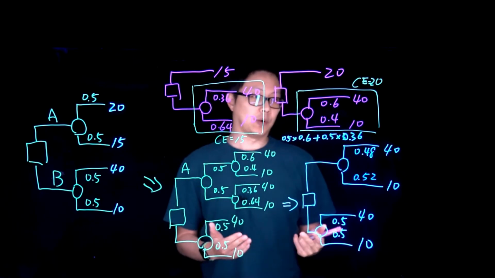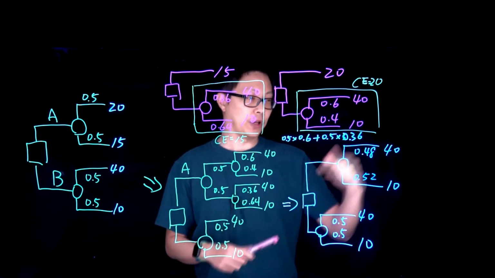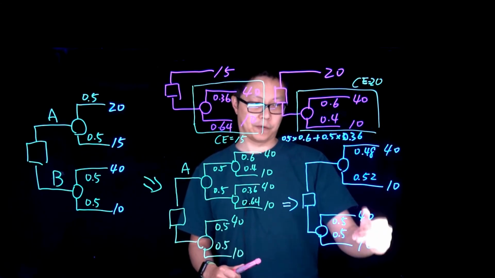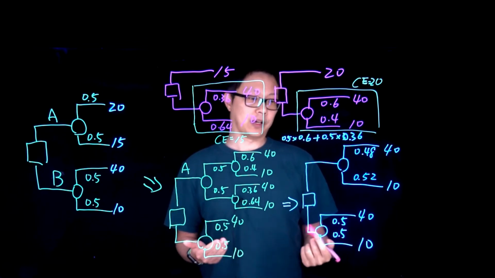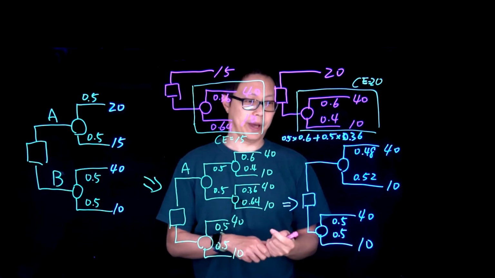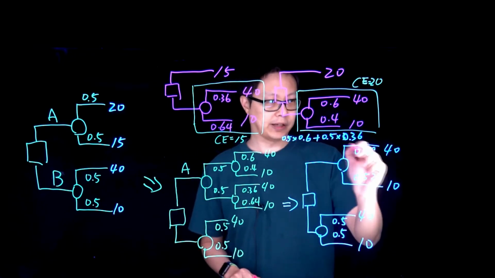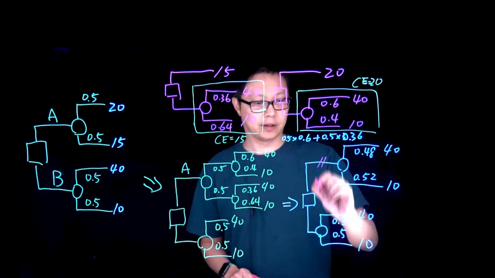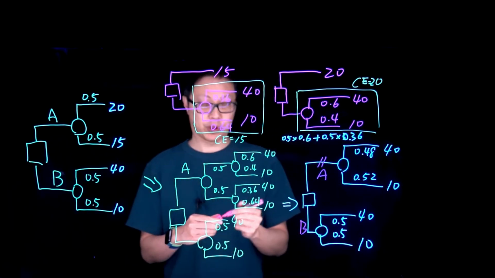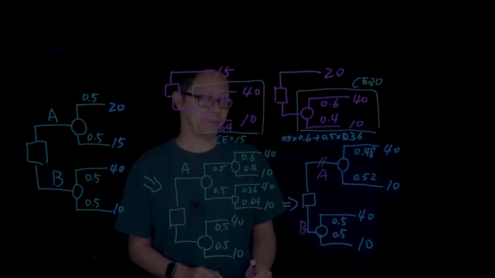And remember, there's one axiom that talks about when you have the same payoffs. Here we have 40 and 10, and we have 40 and 10. The decision maker should choose the one that gives you the higher probability for the higher payoff. So 0.5 is greater than 0.48. The decision maker should choose B instead of A. So that's how we solve the first problem.